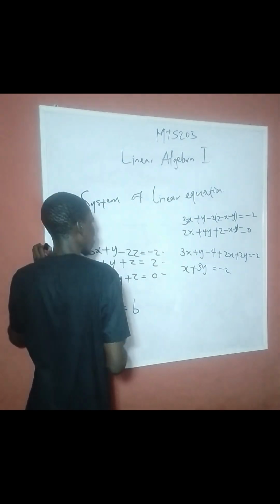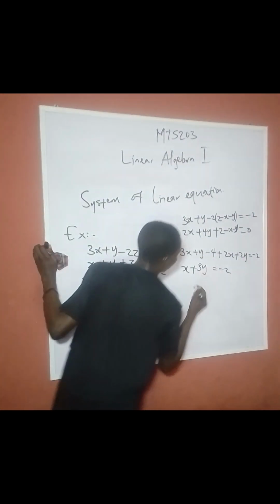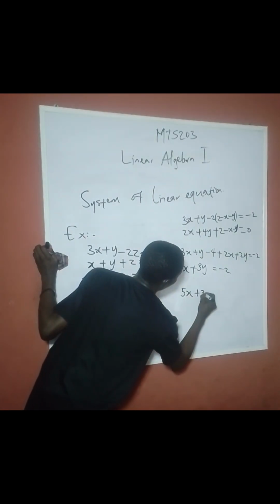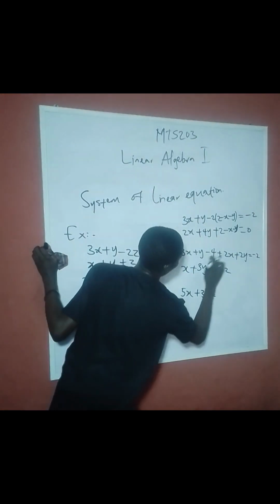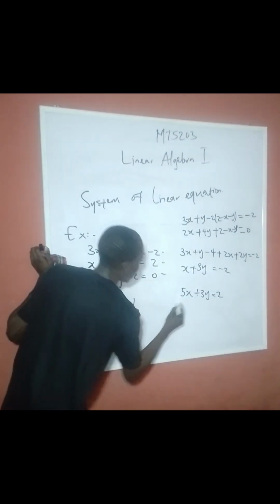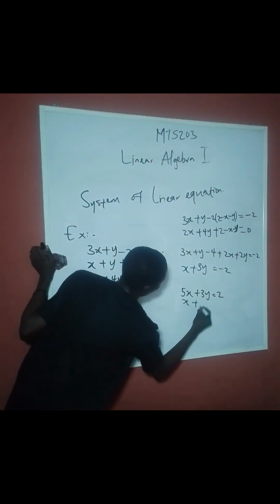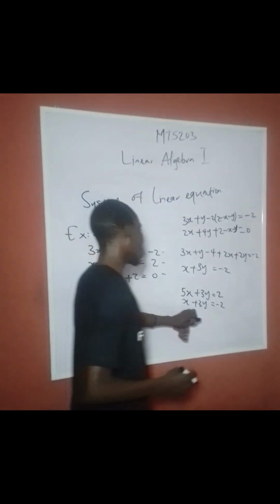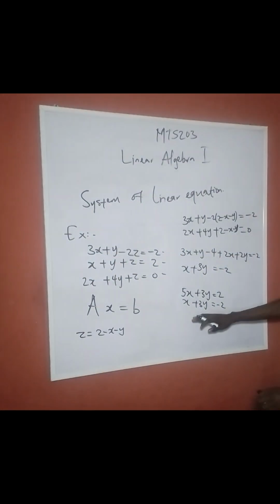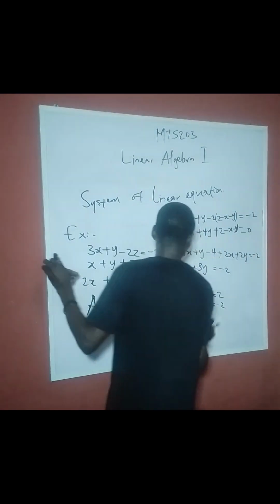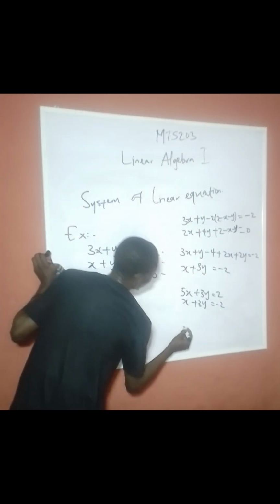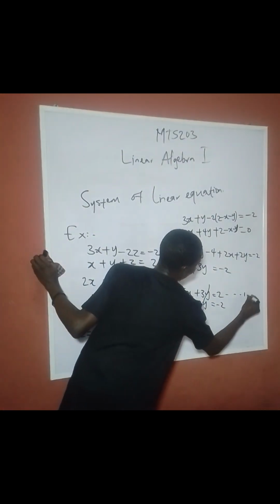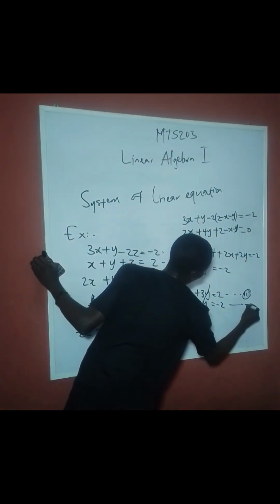Okay, let me simplify the first one. I have 5x plus 3y equals 2, and the second one I have x plus 3y equals minus 2. So now I can see that my equation is a little bit simpler, which I can easily use my elimination method to solve. So I can just subtract equation 2 from 1. Let me call this my equation 3, and this is my equation 4.